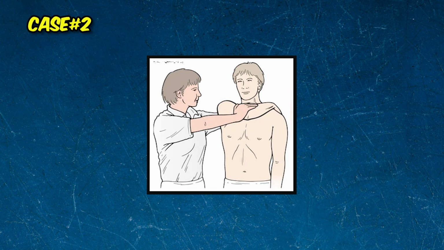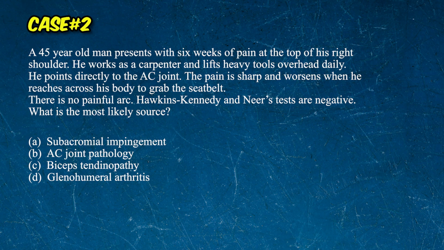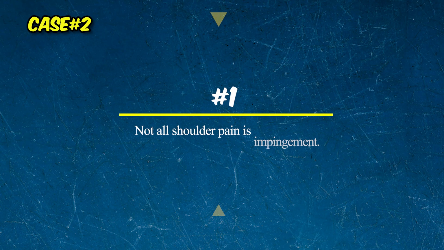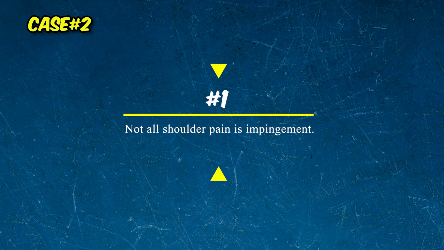You take the patient's arm across their chest, and if it reproduces that pinpoint pain at the AC joint, the test is positive. It's simple, but you have to know it and look at the clinical picture. A carpenter, overhead work, gradual onset, localized pain, negative impingement tests. That's AC joint pathology.